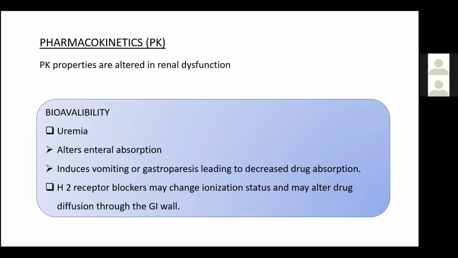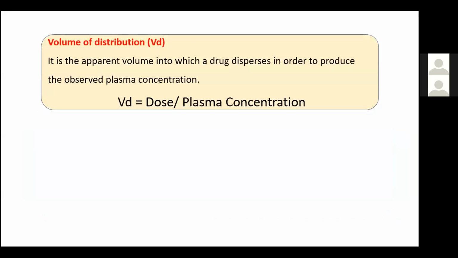The pharmacokinetic properties are altered in renal dysfunction. Number one, bioavailability. The uremia in the setting of acute kidney injury alters enteral absorption of the drugs. It also induces vomiting or gastroparesis, leading to decreased drug absorption. Also, the proton pump inhibitors or H2 blockers, which are used in critically ill children in the ICU, may change the ionization status and may alter drug diffusion through the GI wall. So the oral bioavailability is hampered. So in critical children, IV administration of drugs is encouraged to ensure 100% bioavailability.